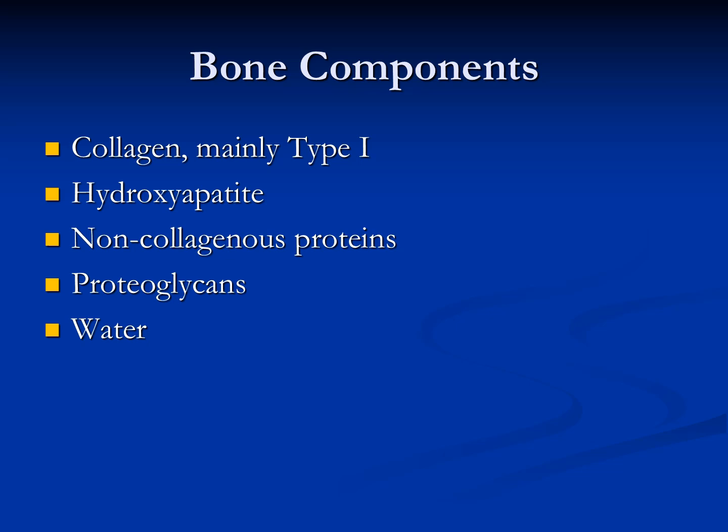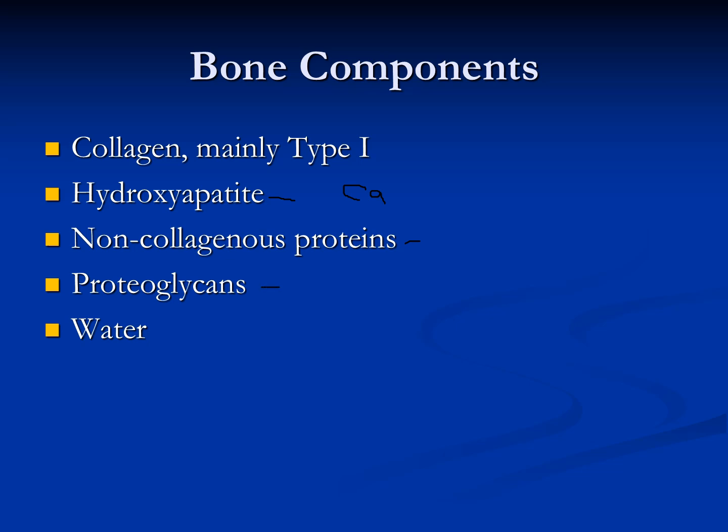Now, the hard stuff is properly referred to as hydroxyapatite. It's made mostly out of calcium, so here's where your calcium is, but it also contains phosphate and hydroxyl groups. And then there are other proteins in the bone that are not collagen. And these proteins can be active. They help the bone form, or they even help it stop forming, depending on what protein they are.